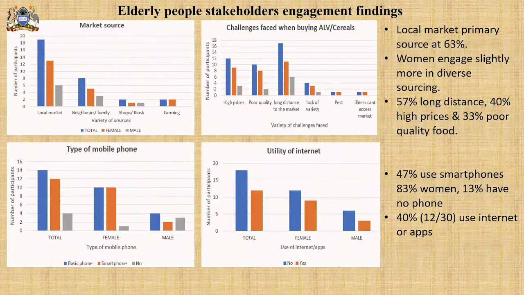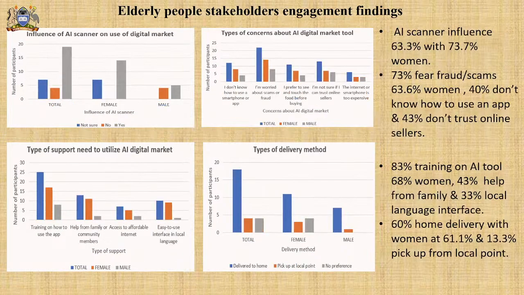This is still on the stakeholder engagement. The elderly are one of our stakeholders. Then the market source: where do they get their vegetables as well as cereals, and whether they use mobile phones. Of course, if they are going to use this application, they need to have at least a mobile phone. But from our stakeholders engagement, we also realized that they would prefer offline mode, so that is something we are working on to incorporate. Then some of the challenges that they face when getting their foods from the market, and the delivery methods they use. You can move on to the next slide.